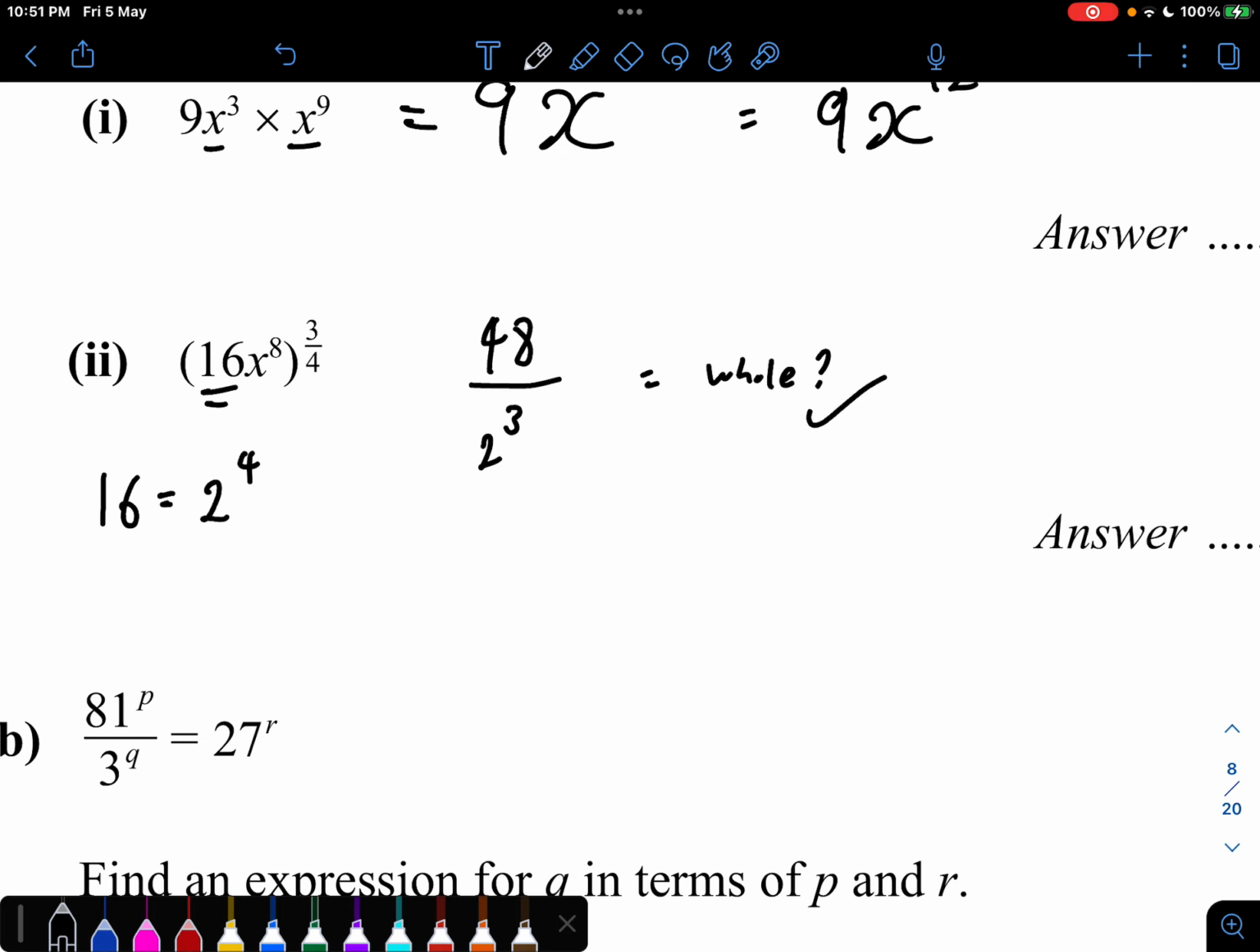So you move on. Then you raise it to the power of, say, power 4. Then do you still get a whole number? Yes, you still get a whole number. Then you raise it to the power of 5. Do you get a whole number? At this stage, no, you end up with a fraction. Right? 48 over 2 power 5. That's like 48 over 32. You get a fraction that cannot be a whole number anymore.